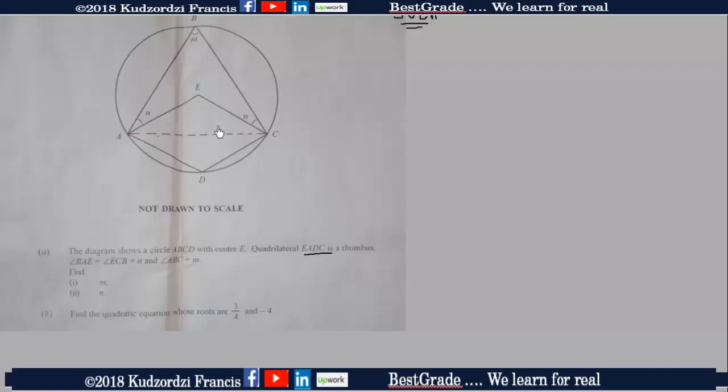Now we have to use the properties of the circle or circle theorems. We know the angle at the center is 2 times the angle on the circumference. So the angle on the circumference here is m. Therefore this angle over here is 2m. Now also recall that one of the properties of the rhombus, because this is a rhombus, the opposite angles of a rhombus are the same. So this is also 2m.